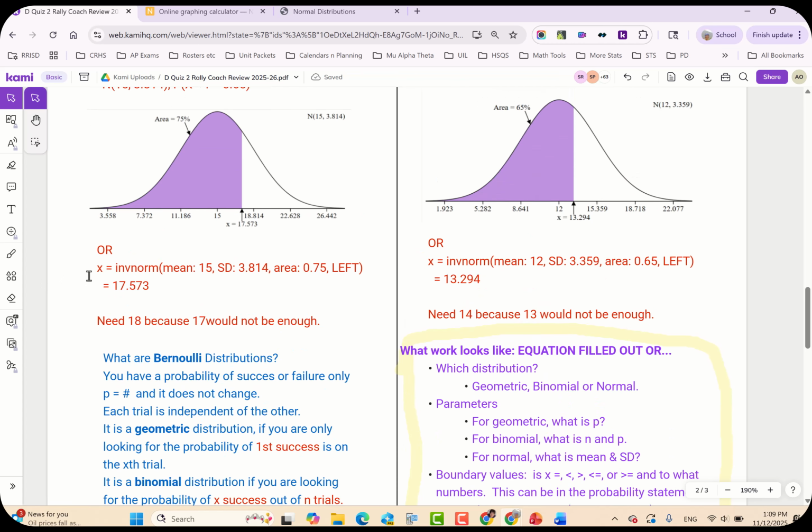And I would need 18, not 17, because it's actually a little higher than 17, right? It's a little higher than 17. So we want to make sure that we have enough. So we would need 18, all right?